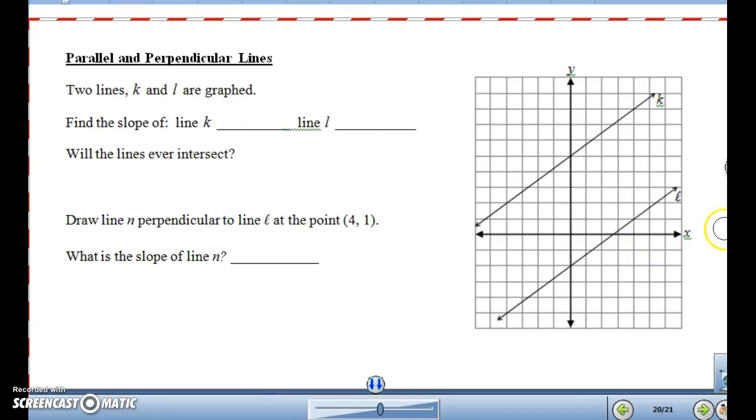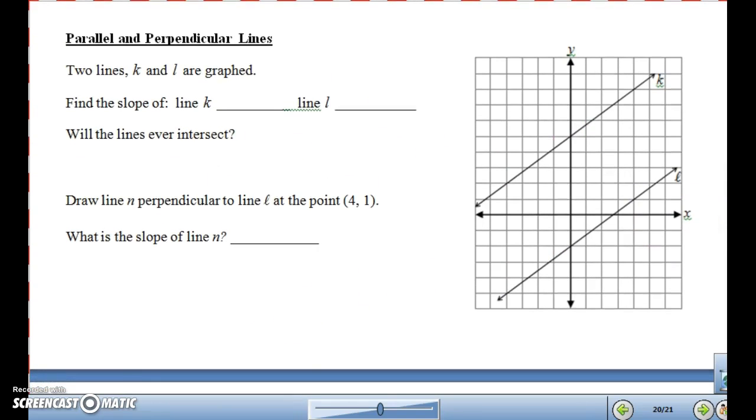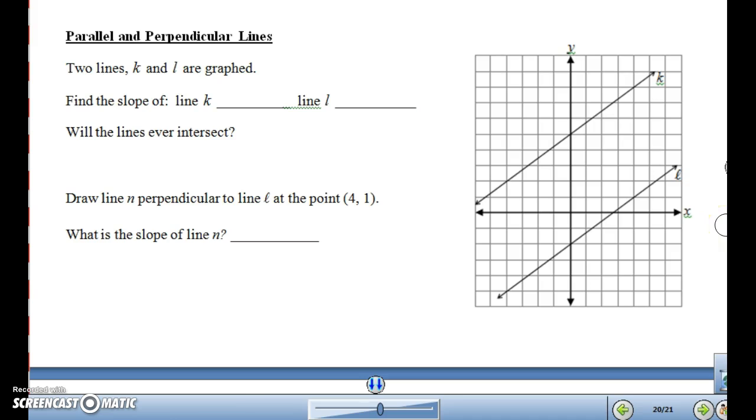Now let's look at parallel and perpendicular lines. There's some special properties of the slope that happen when you have parallel and perpendicular lines. So let's see if we can explore those. So I have my two lines here, K and L, that are graphed on our axes. Let's find the slope of line K.